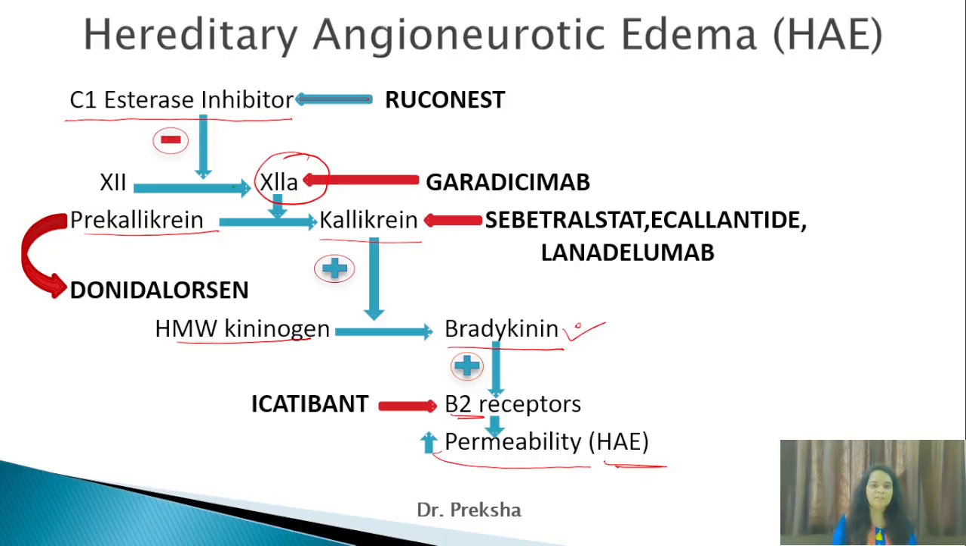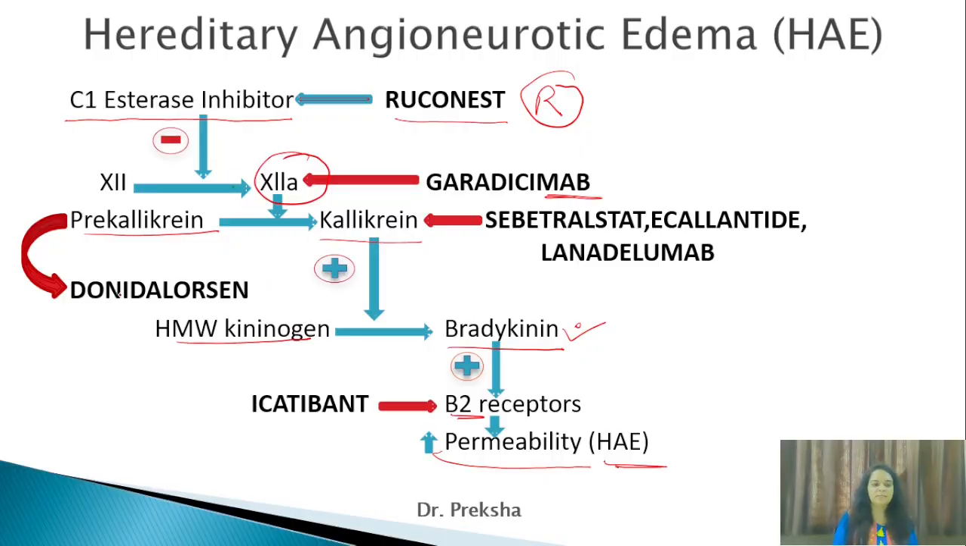Now let us understand which drugs you can give in the treatment of hereditary angioneurotic edema. So the first drug is Ruconest, which is a replacement therapy for C1 esterase inhibitor, and that will inhibit the conversion of factor 12 to factor 12A. Another drug is Garadacimab, that will target factor 12A. So this is a monoclonal antibody which targets factor 12A.